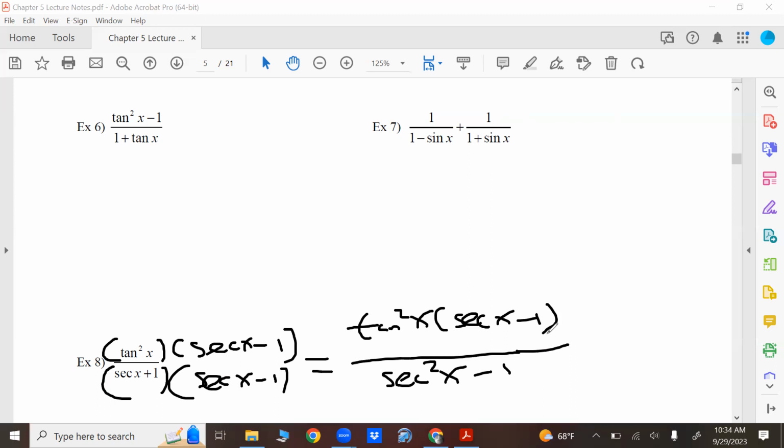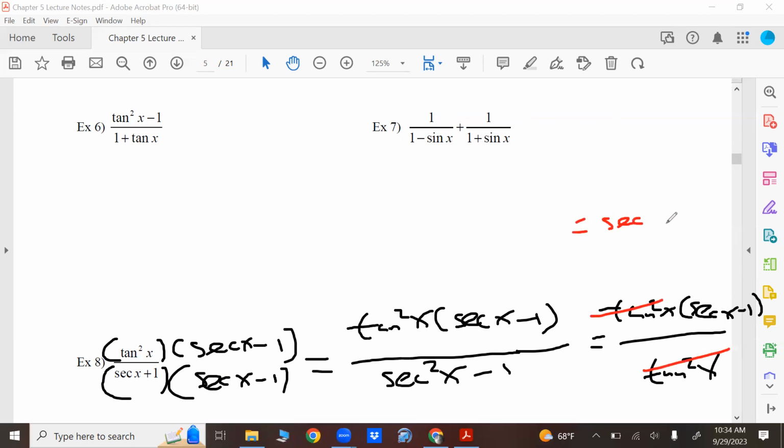What does that bottom become? Yeah, because if you derive it from sine squared plus cosine squared divided by cosine. So the bottom will be tan squared x, and the top is tangent squared x still. But the tan squared x is canceled, right? Boom, boom. Secant x minus 1. Yep, very nice.